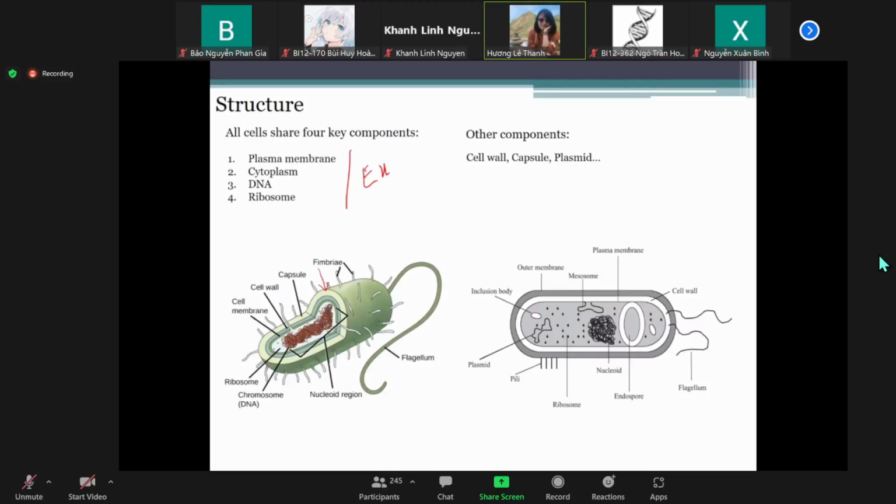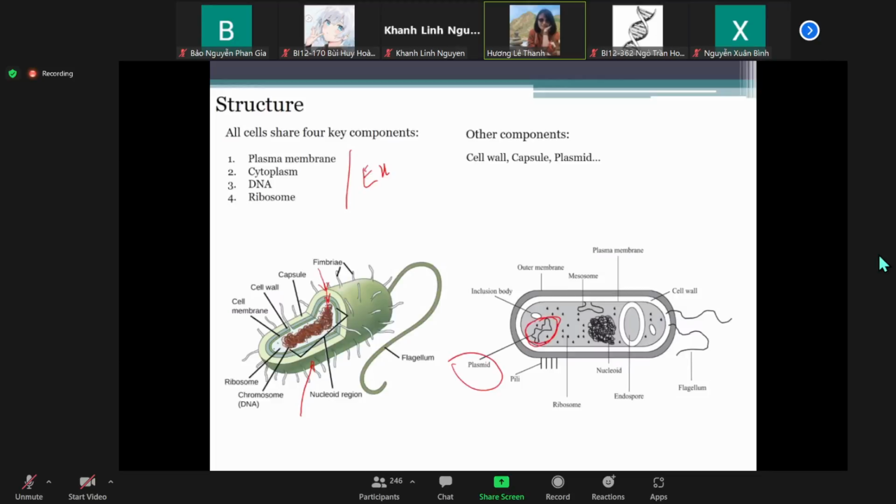They have a cell wall, but it is different from the cell walls of plants or fungi. Remember, in plants they are cellulose, and in fungi they are made of chitin. But the cell wall of the prokaryotic cell is made from peptidoglycan. And the capsule is another structure that covers the outside of the cell wall. And they also have extra DNA we call the plasmid, that has an important role in their life.